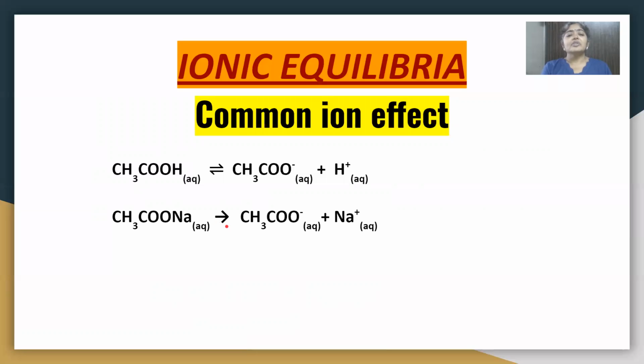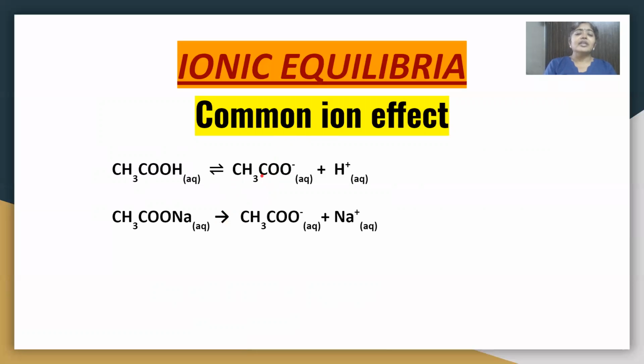Now what happens when both these are present in the solution? A very interesting phenomenon takes place here. When we studied buffers, I told you that acetic acid, being a weak acid, remains undissociated. And here I have shown you the dissociation for acetic acid. You will understand why the acetic acid remains undissociated due to this particular effect, which is called the common ion effect.